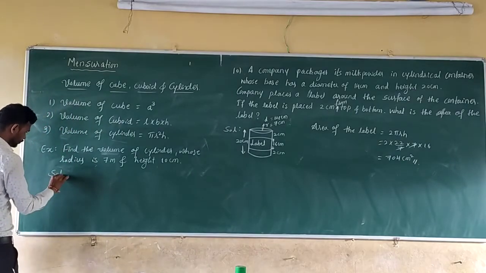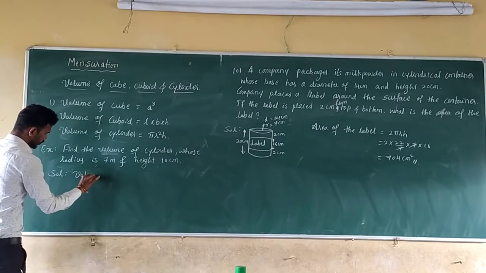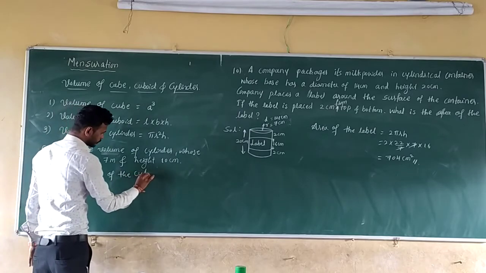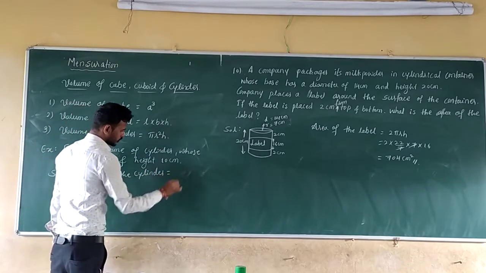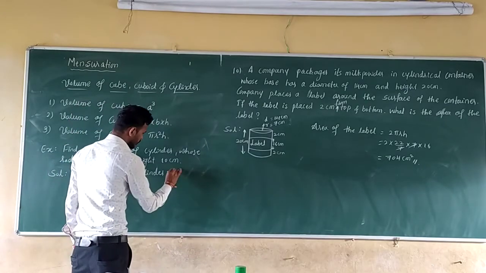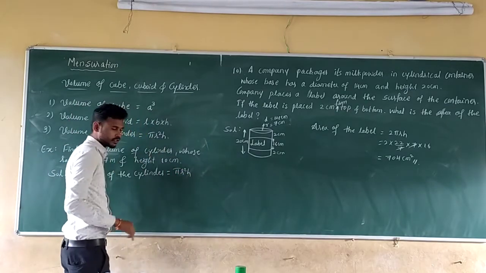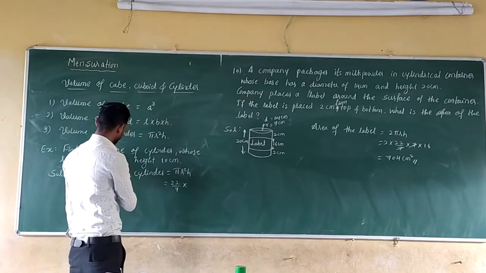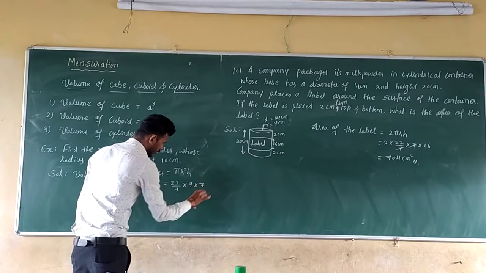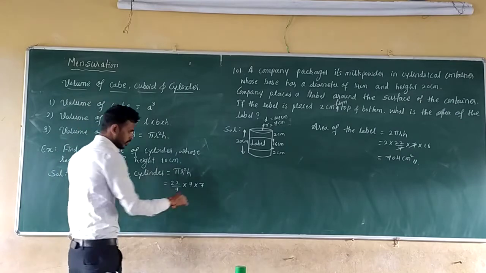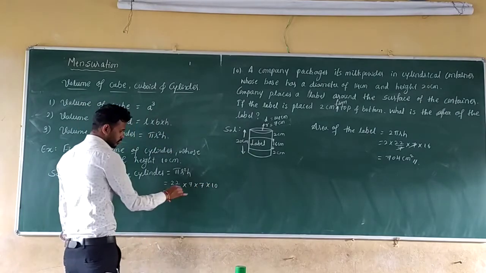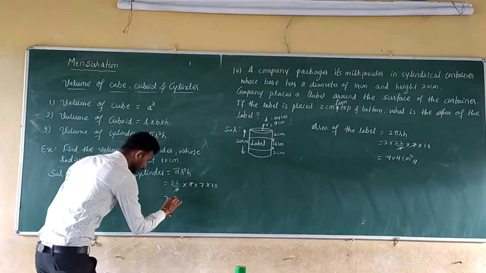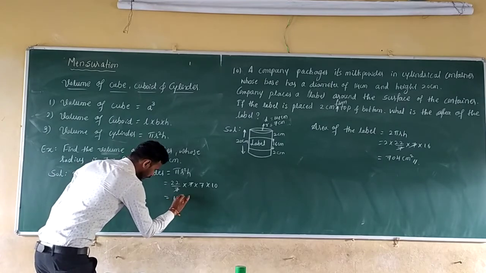So what is the formula? Volume of the cylinder is equal to pi r square h. Pi value is 22 by 7 into radius, how much is there? 7. So r square means 7 into 7, into height 10. The 7 on the 7 gets cancelled. So 22 into 7, 154. 154 into 10, 1540.